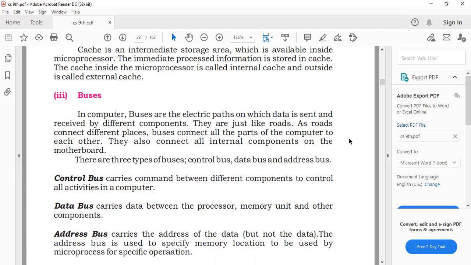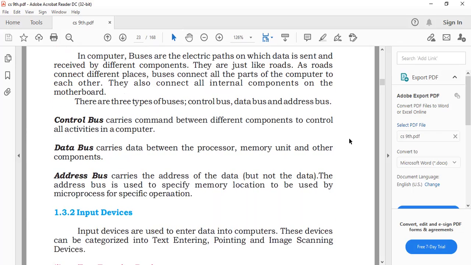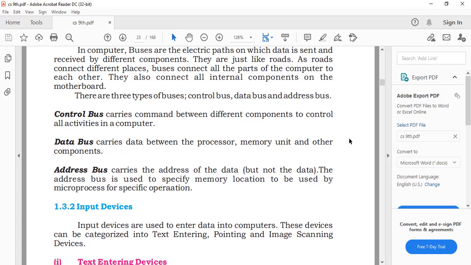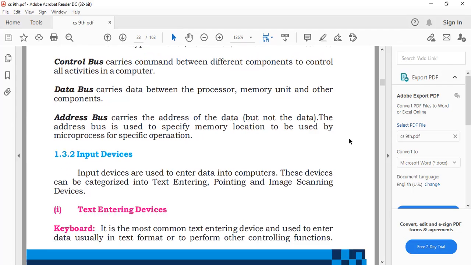There are 3 types of buses. Number 1 is the control bus, then the data bus, and then the address bus. What are the functions of each? The control bus is where you get commands from different parts of the controller to manage your activities in a computer. The data bus carries your information or data between the processor, memory unit, and other components. And then there is the address bus. It carries all the addresses of the data.